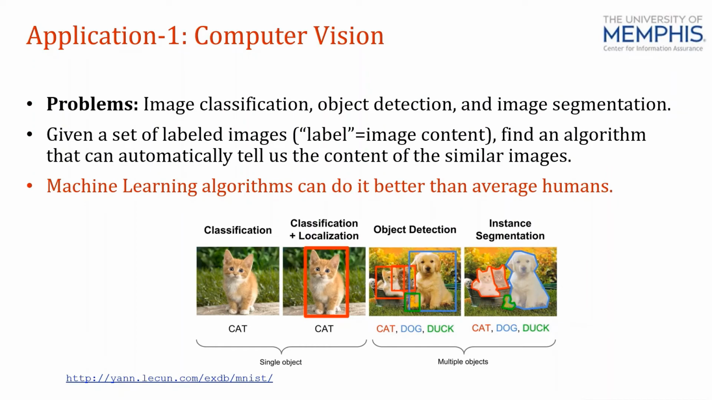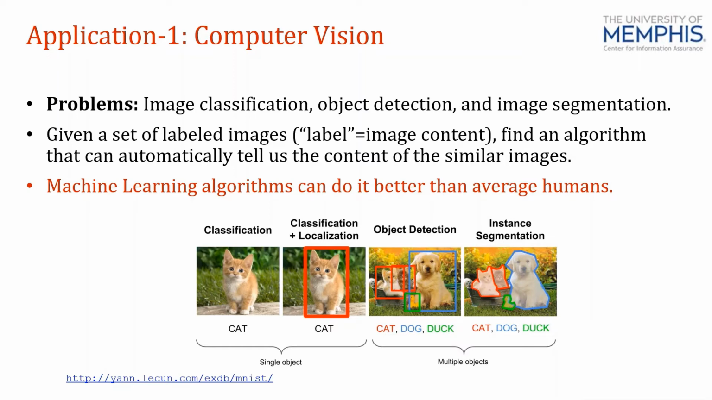So one of the applications is certainly computer vision. The area of computer vision has generally three classes of problems. One is called image classification, the next one is called object detection, and the last one is called image segmentation. So now let us talk briefly on each of them.